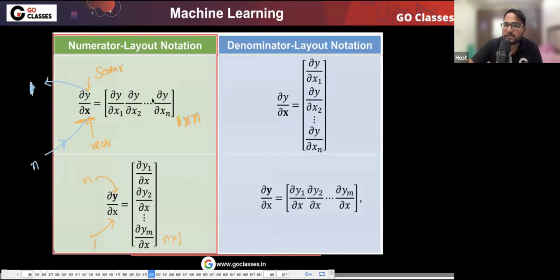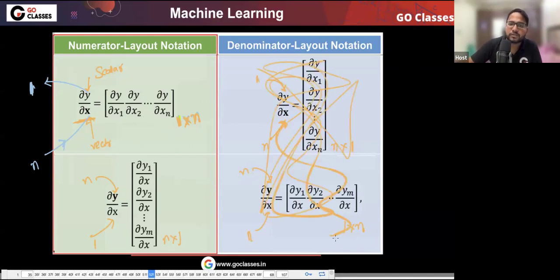Denominator layout, on the other hand, says that this is 1, and x is boldface, which means I'm taking it as a vector. If I'm using boldface, then it is actually a vector. So this is n, and in denominator layout it will be n cross 1. Similarly, if this is n and this is 1, then using the denominator layout it will be 1 cross n, right? Anyway, I think we are not using the denominator layout. Here we will be using the numerator layout, right?